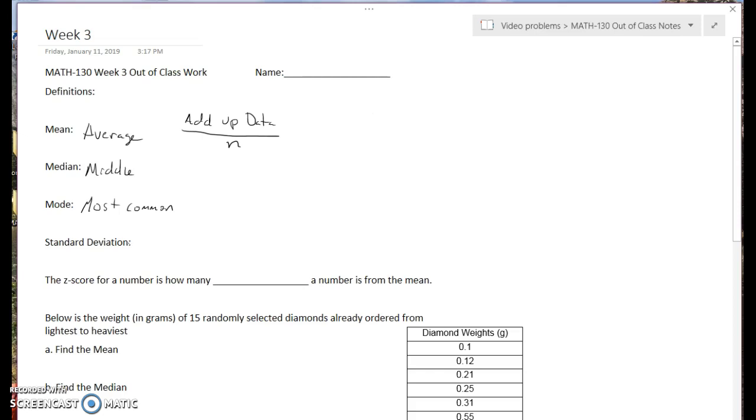Our definition for standard deviation is a measure of the spread of the data. So very spread out data will have a large standard deviation, and data that's not very spread out will have a small standard deviation. Finally, the z-score is a number for how many standard deviations a number is from the mean.